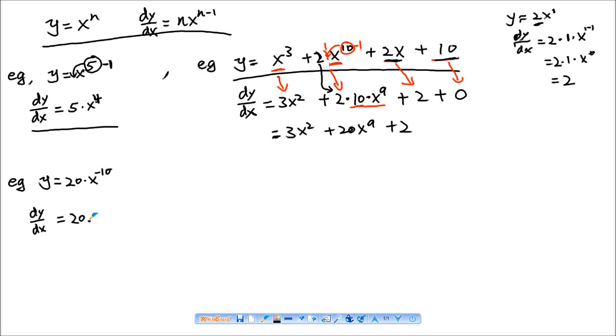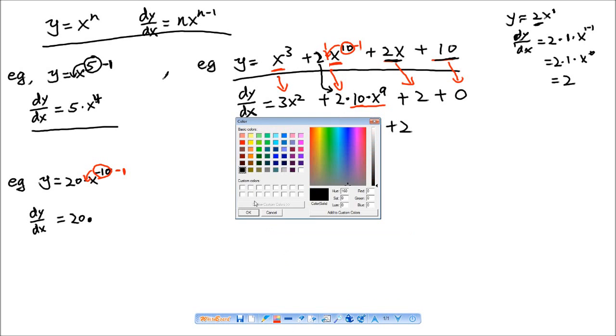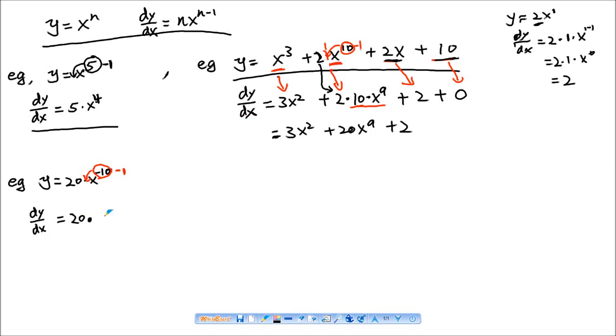And what we do is we move the power to the front and leave the power after we minus 1. So what I will have is 20 times minus 10 times x power of minus 10 minus 1, which is 20 times minus 10, which is minus 200, x power of minus 11.